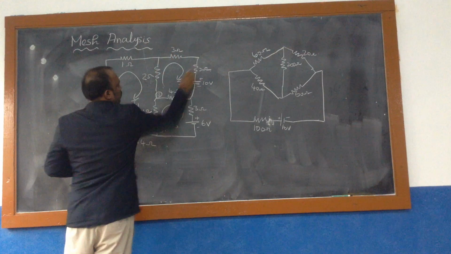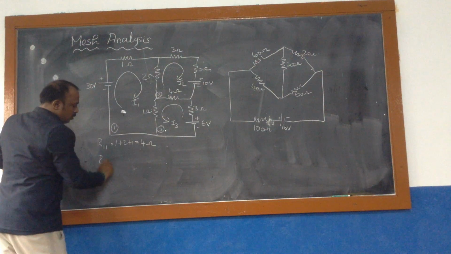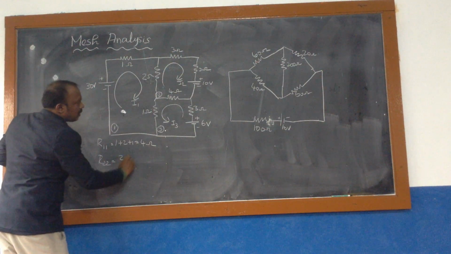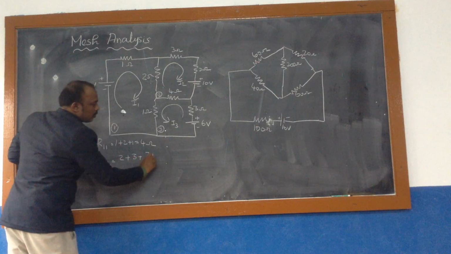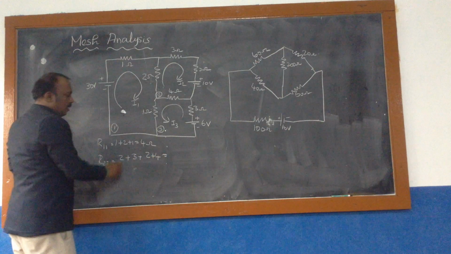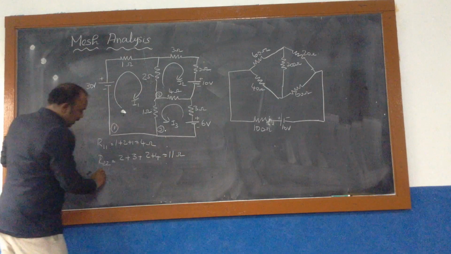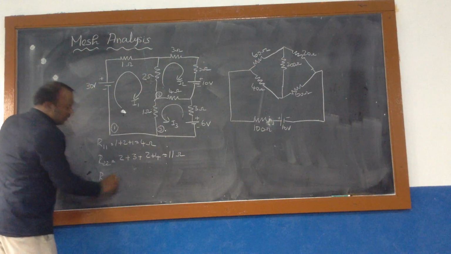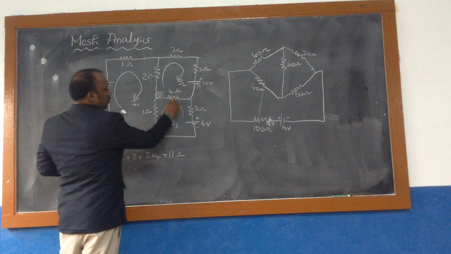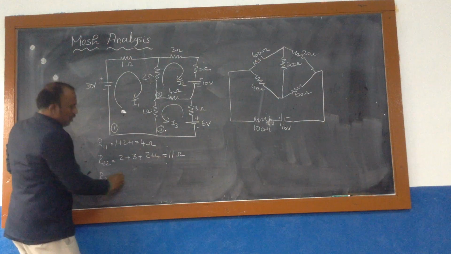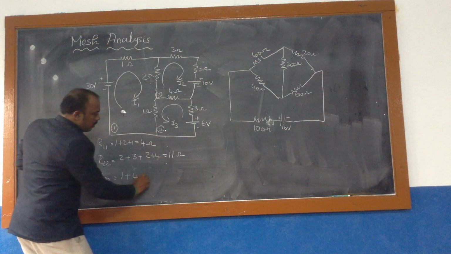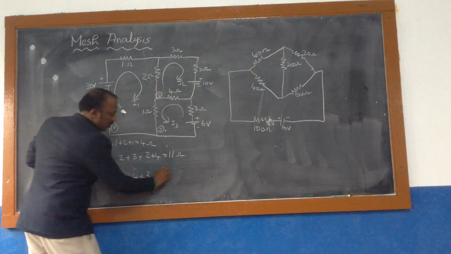Similarly, second loop, 1, 2, 3, 4 resistances: 2 plus 3 plus 2 plus 4. R22, what is the value? 2 ohms plus 3 ohms plus 2 ohms plus 4 ohms, which is equal to what? 5 plus 6, 11. Similarly, R33. Come here. 1, 2, 3 resistances are there: 1 ohm, 4 ohm plus 3 ohm. What is the value? 8 ohms.